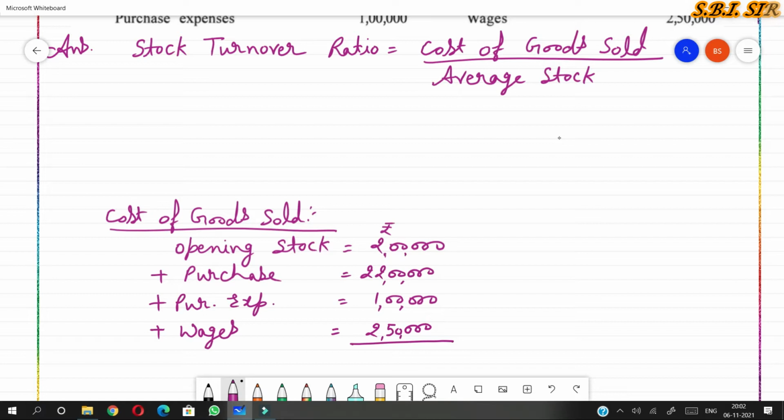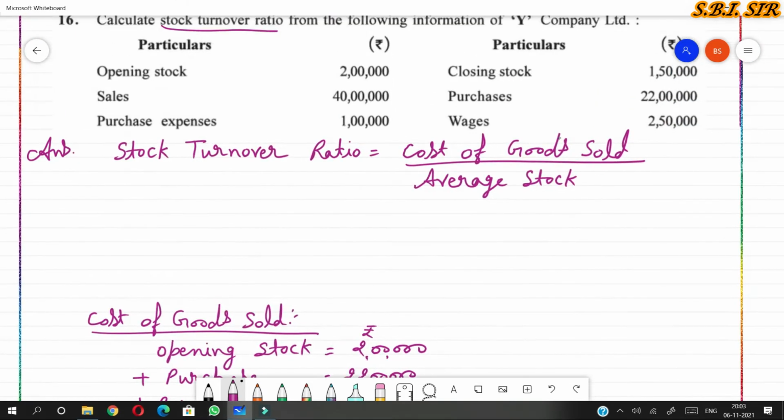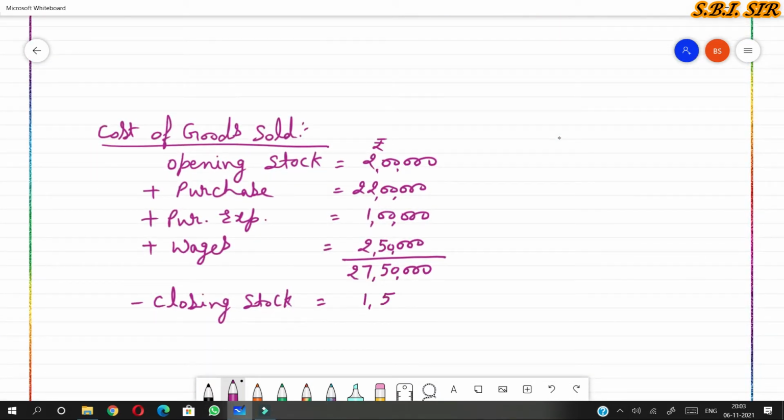Then we will make the total: 2 lakh plus 22 lakh plus 1 lakh plus 2,50,000 is 27 lakh 50,000, minus closing stock. Closing stock is 1,50,000. 27 lakh 50,000 minus 1 lakh 50,000, we will get 26 lakh. This is cost of goods sold.